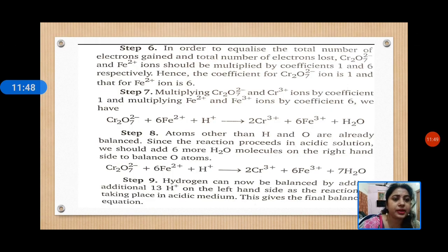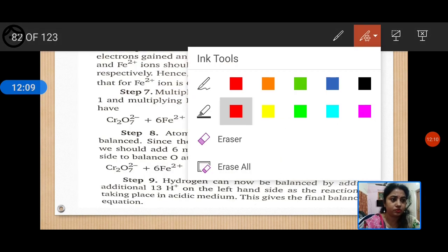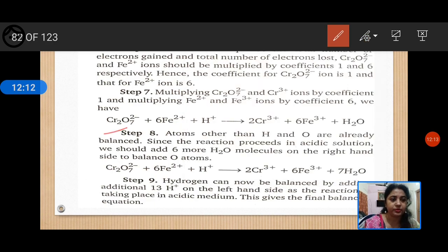So step 6, in order to equalize the total number of electrons gained and total number of electrons lost, iron and chromium should be multiplied by coefficients of 6 and 1 respectively. So wherever chromium is there, we have to multiply it by 1, and wherever iron is there, we have to multiply it by 6. Chromium multiplied by 1 will remain the same, and iron will become 6 atoms.